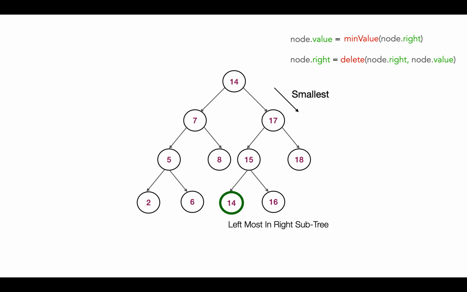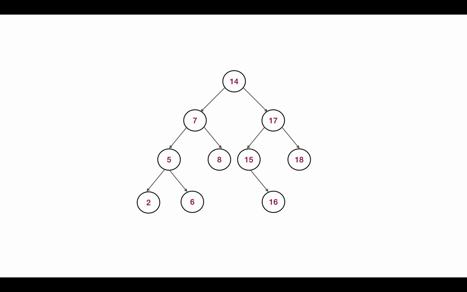To do this, we can call our delete function recursively by passing the right subtree's root as the start node and the node's value, which is 14, as the value to be deleted from the node's right subtree. And here is our final tree after the deletion.